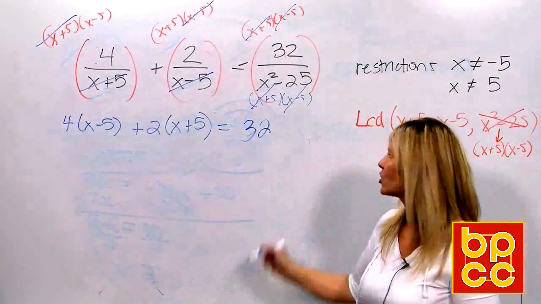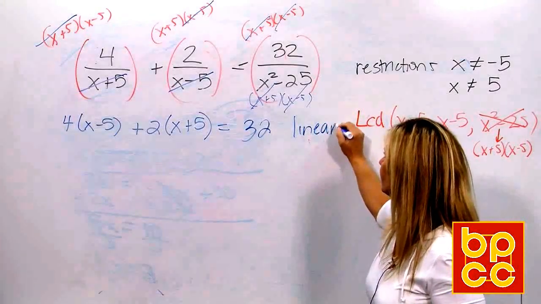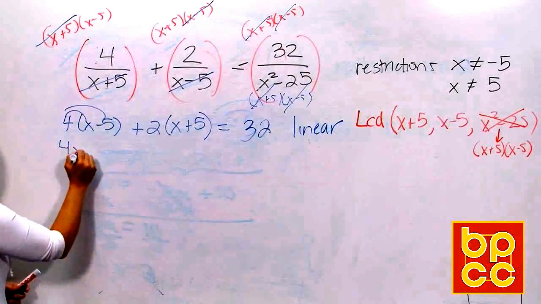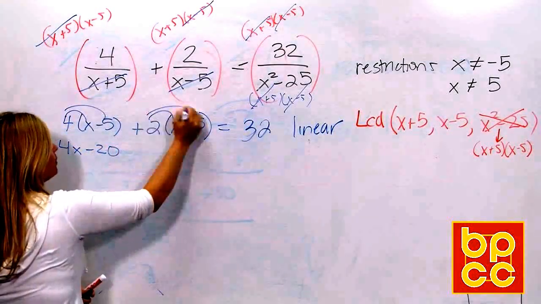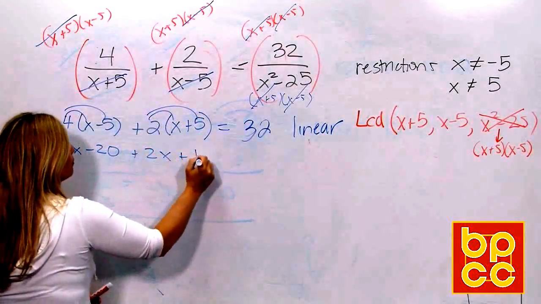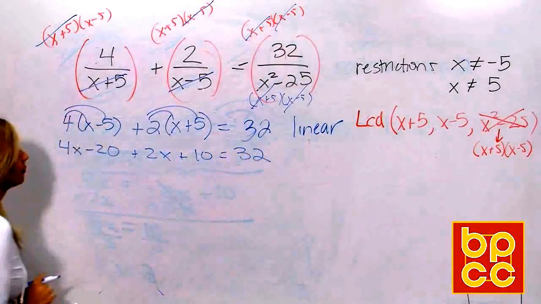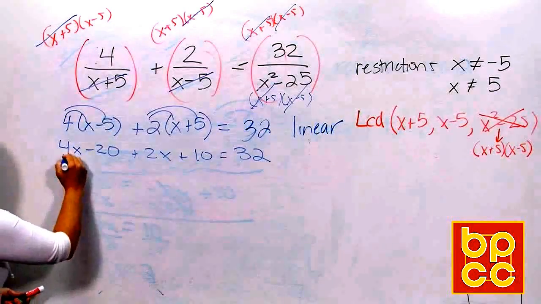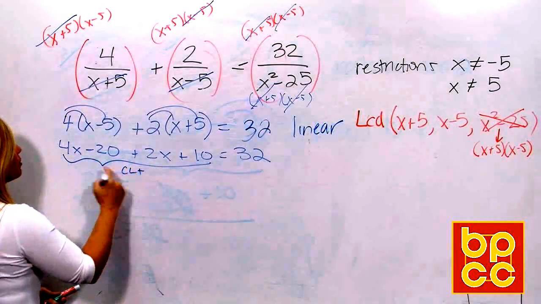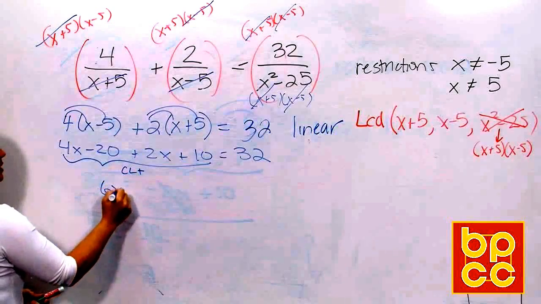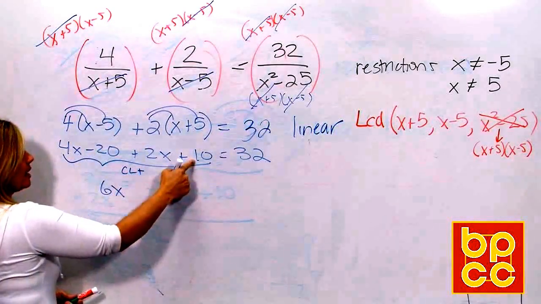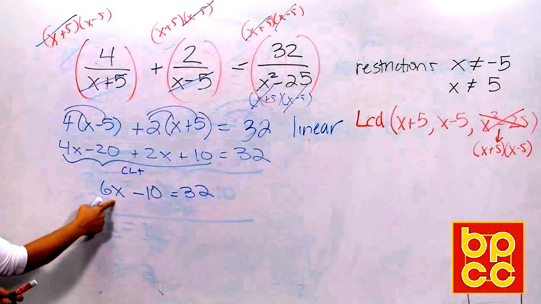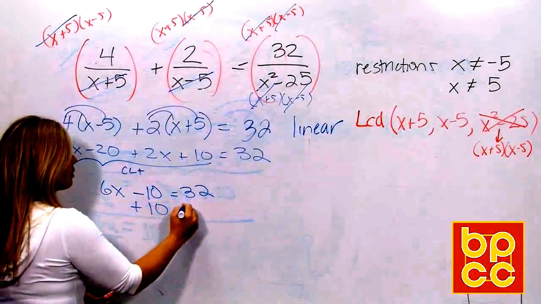Now look, there's no more fractions. You're linear. Now you're back to Module 1. Distribute. So 4x minus 20 plus 2x plus 10 is 32. Let's CLT. Let's collect like terms. 4x plus 2x is 6x. Negative 20 plus 10, you would have to subtract. You get negative 10. Your variable's already on the left, so you just got to move your numbers to the right.